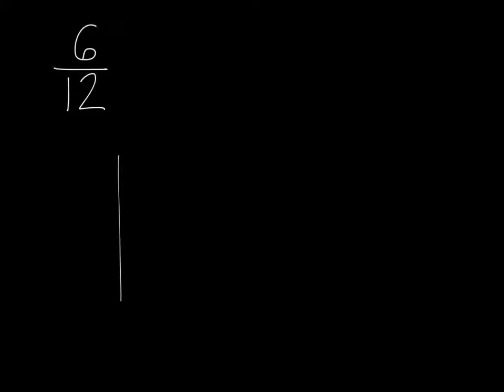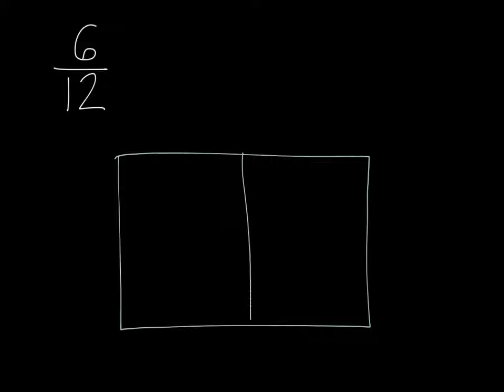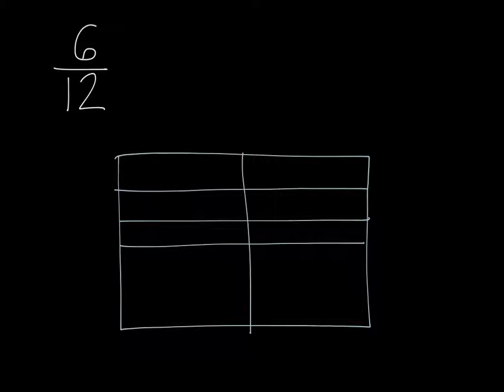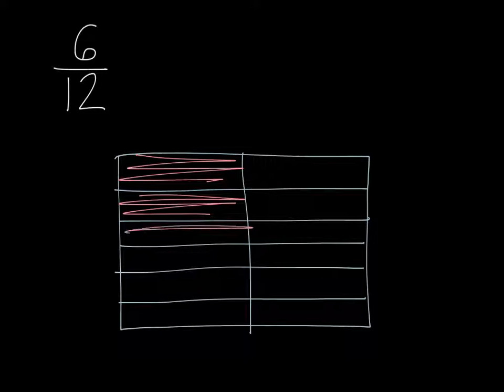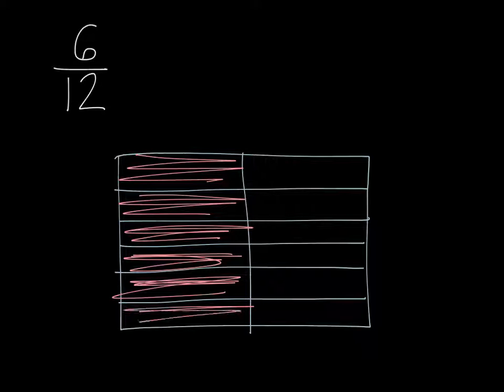So I'm going to start off by drawing an area model. I'm going to break it in half. I need to make a total of 12 equal parts in this area model. And then I'm going to shade in 6 of them: 1, 2, 3, 4, 5, and 6. And then I want to look at this area model and see, is there any way I can break this into equal groups, considering the part that's shaded and the part that isn't shaded?